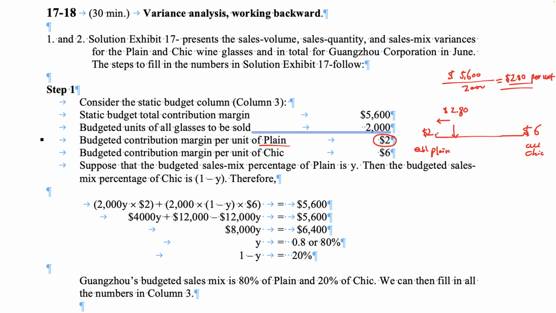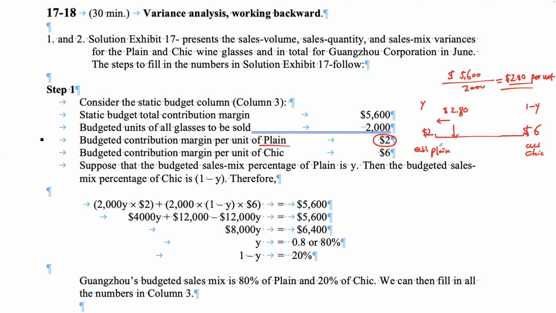If it's $2, that means 100% of the sales is plain. If it's $6, that means 100% of sales is check. And now it's 2.8, it's closer to 2. That means the plain must have a higher percentage, right? So how do I do that? I would assume the percentage is Y for plain, and then for check, the percentage will be 1 minus Y, right?